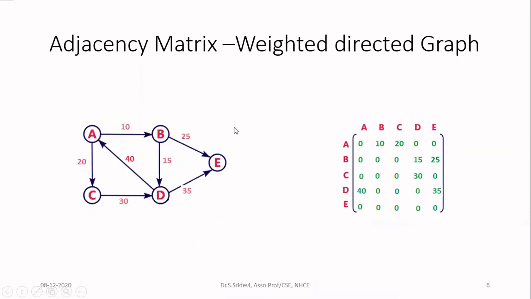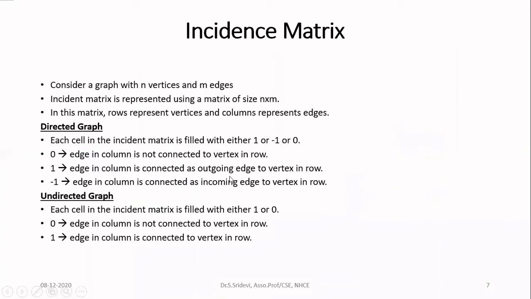So this is how we are going to write the adjacency matrix for all the 4 cases of graphs. Now let us focus on the next matrix, which is called the incidence matrix.